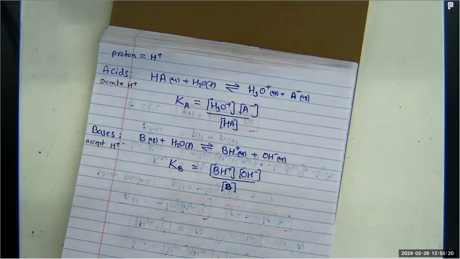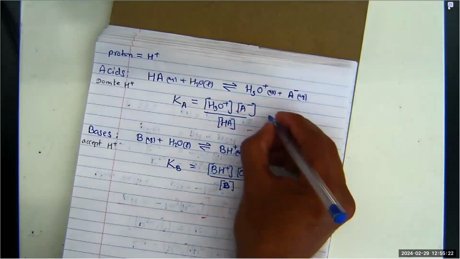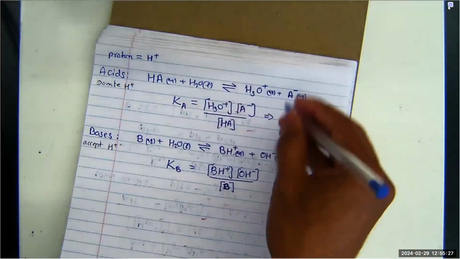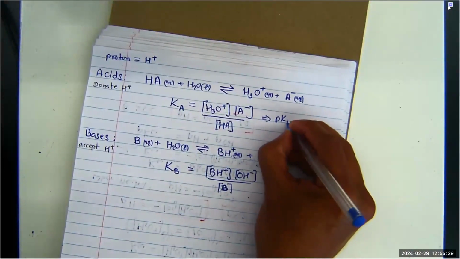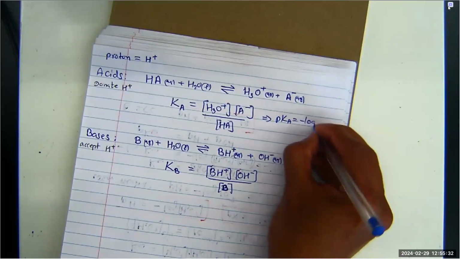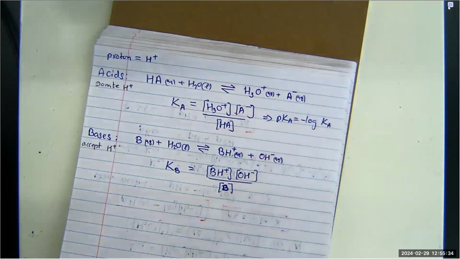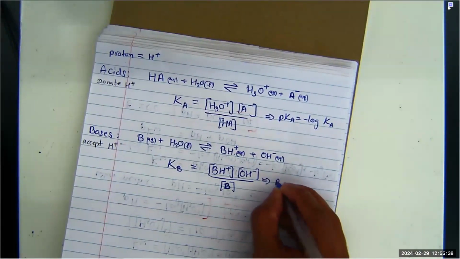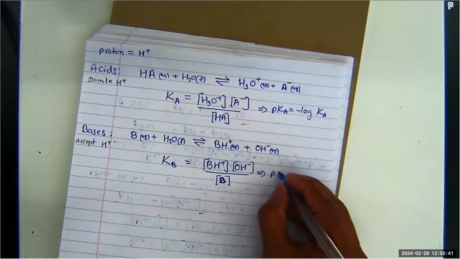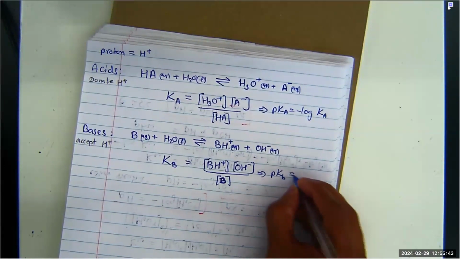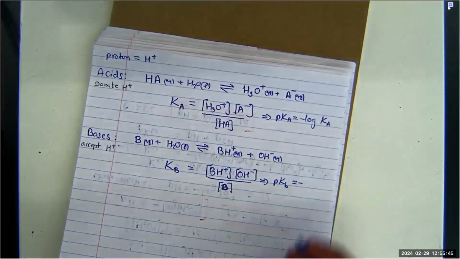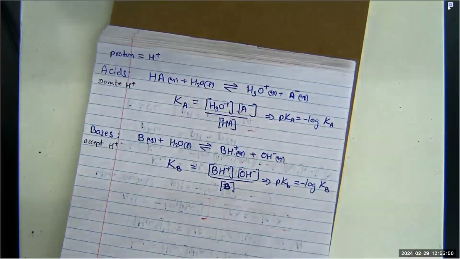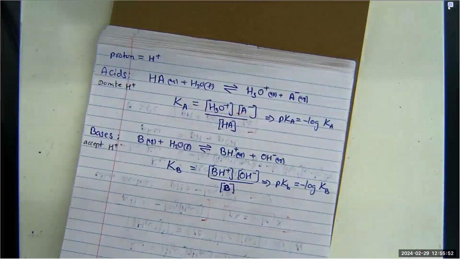And while we're at this, we can define what we call pKa for this. pKa would be negative log Ka. On your whiteboards, what is pKb then? If pKa is negative log Ka, pKb must be negative log Kb. These are just for bookkeeping purposes.